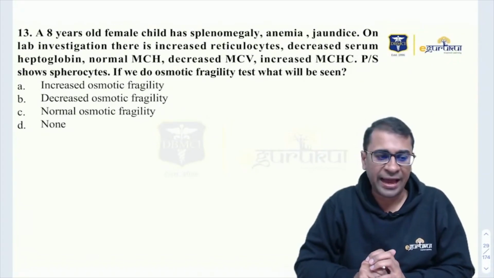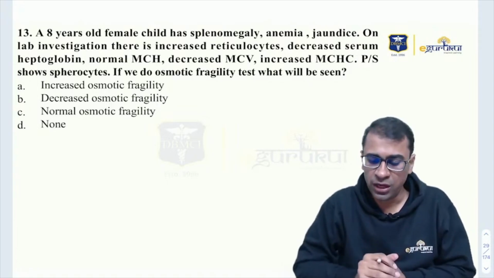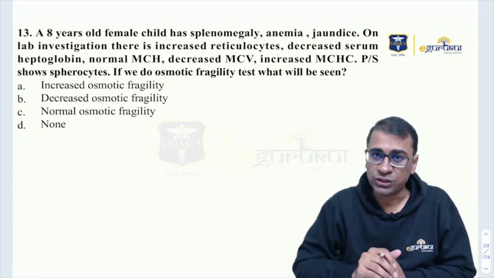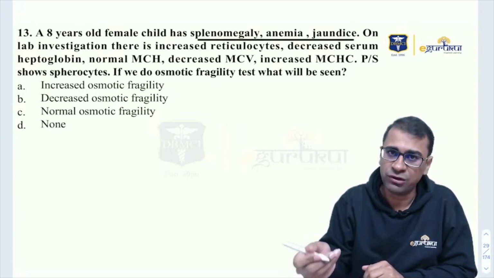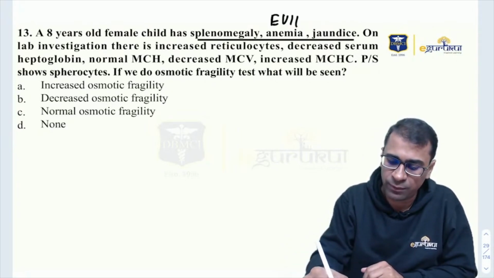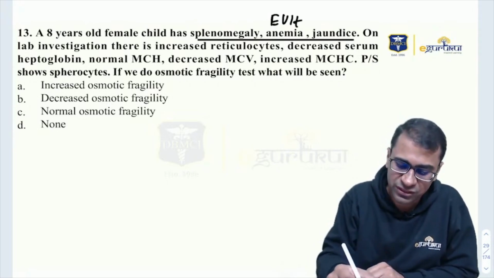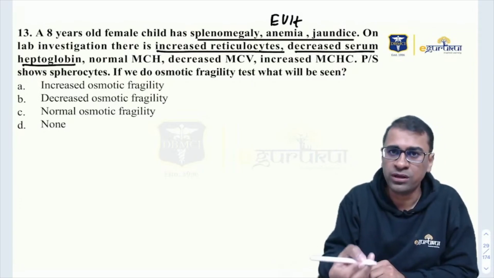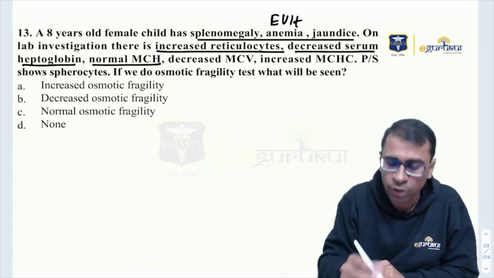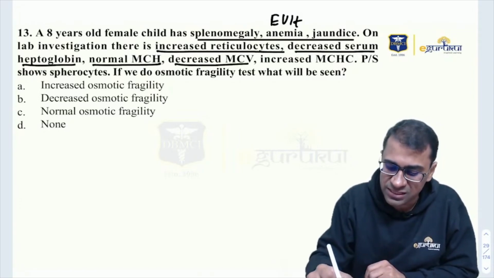An 8-year-old female has splenomegaly. She has anemia and jaundice. So again it becomes a case of extravascular hemolysis. On lab investigation, there is increased reticulocyte count and decreased serum haptoglobin, which is proving what? Hemolytic anemia. Normal MCV, decreased MCH, increased MCHC.